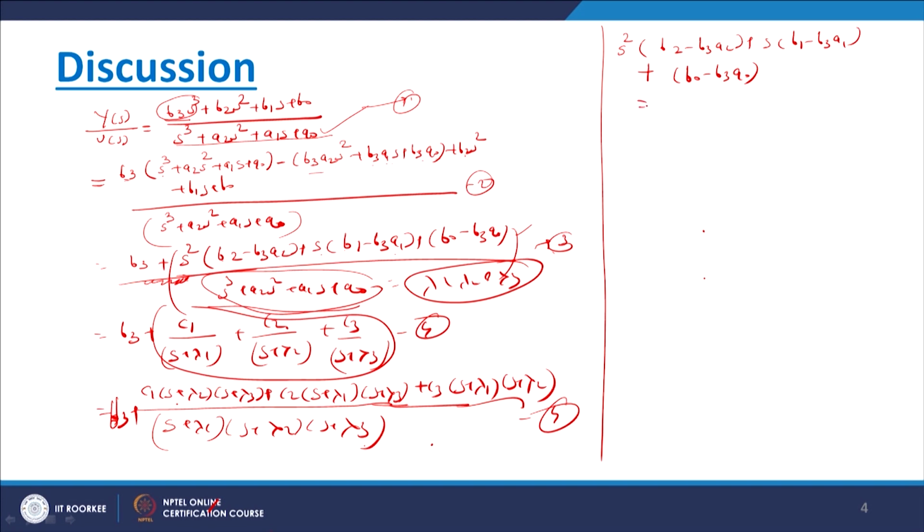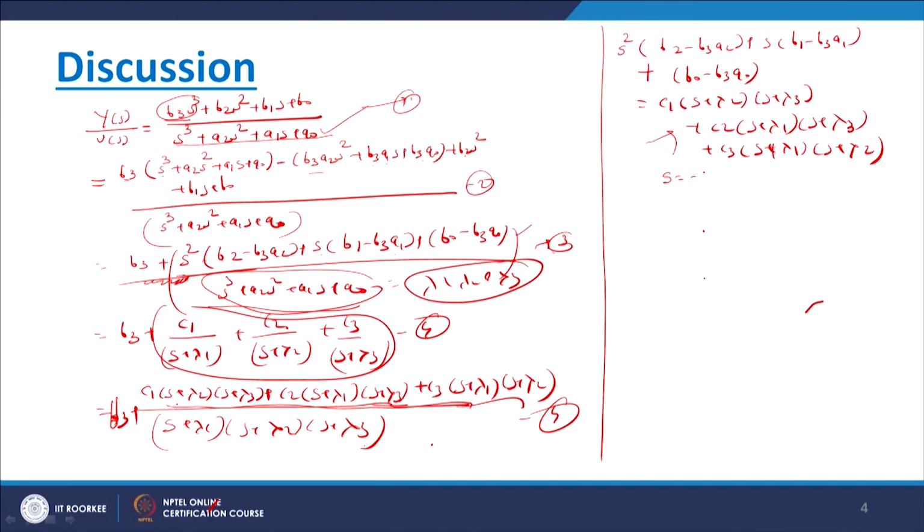So we write this as C1 (S plus lambda 2)(S plus lambda 3) plus C2 (S plus lambda 1)(S plus lambda 3) plus C3 (S plus lambda 1)(S plus lambda 2). This is the particular part we have taken here, and this is the other part we have taken. Now our aim is to determine the values of C1, C2 and C3.